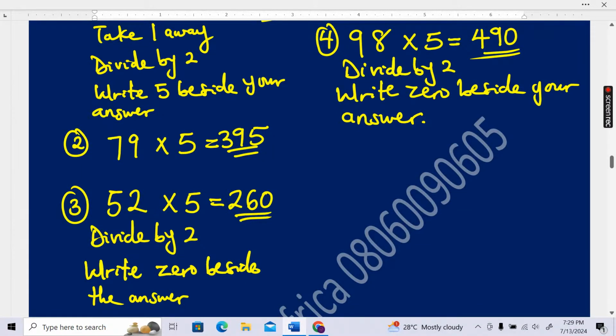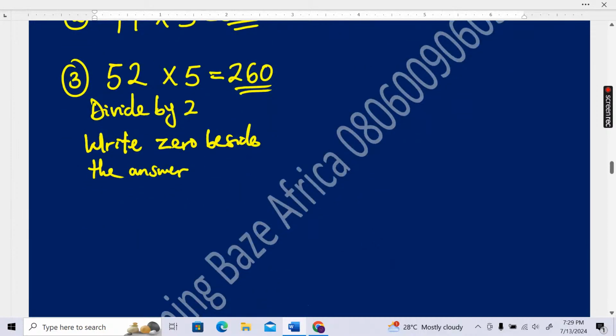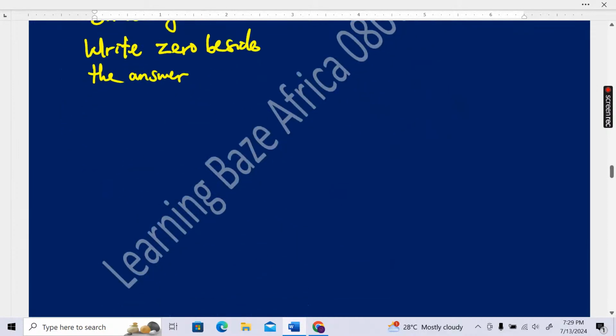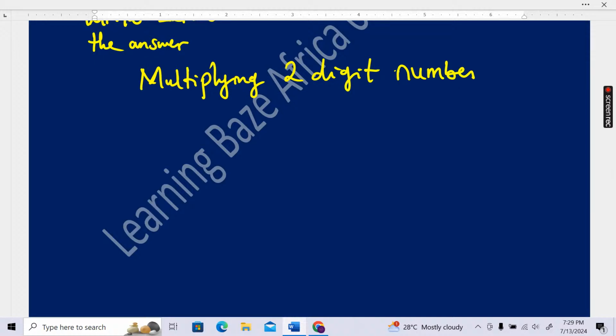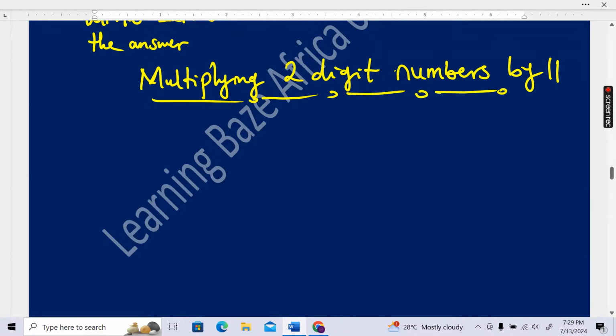Now, let's quickly learn a new mental math concept for students who are new to learning Base Africa. I know my regular students already know this, but let's learn it again. So let's multiply two-digit numbers by 11. Let's learn how to multiply two-digit numbers by 11 without using a calculator. So how do we multiply two-digit numbers by 11?